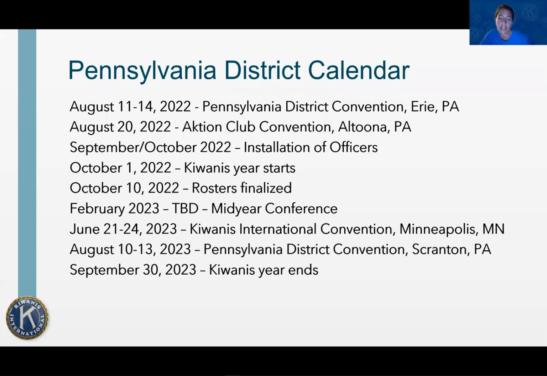February 2023, it's going to be to be determined, a mid-year convention conference around that. So we still don't have all the details worked out with that. So just look for information coming up with that. June 21st to the 24th is going to be the Kiwanis International Convention in Minneapolis, which will be exciting. And then August 10th to the 13th will be the Scranton Convention for our Pennsylvania district. So come up and see me. And then September 30th, 2023, obviously the Kiwanis year ends with that.